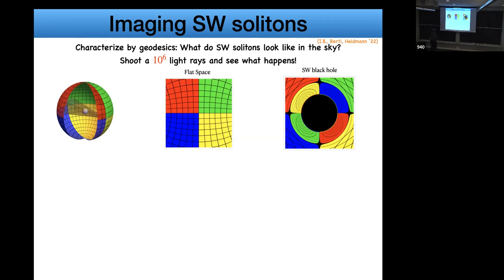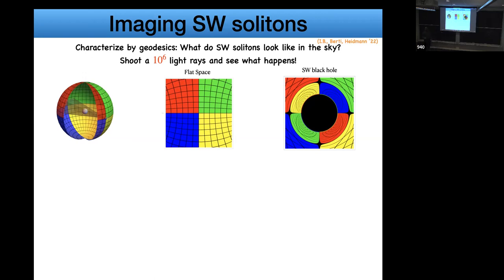So you put some emitter back here, and you can shoot 10 to the 6 light rays and ask, what do you see over here? In flat space, you just see the back screen. If I were to put a black hole over here, what you would see is something like this, where you have the dark region. Then you have a part of the green light here that would come, but then get lensed around, so it shows up over here. You also have something similar happening to the blue and something similar happening to the red, where a light ray comes and then it gets lensed around.